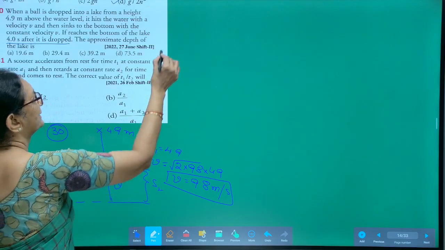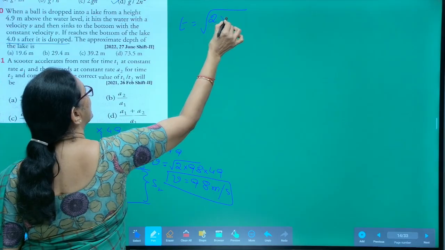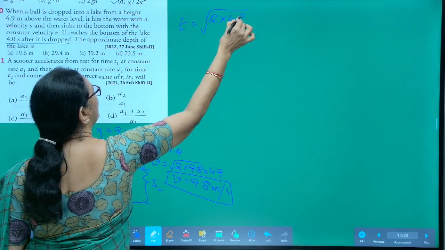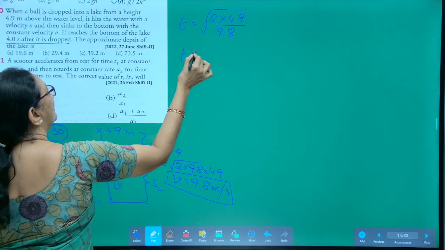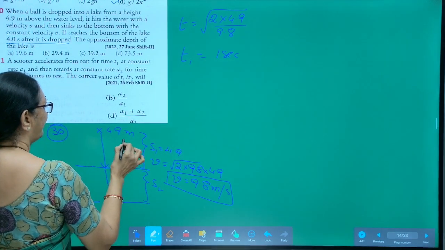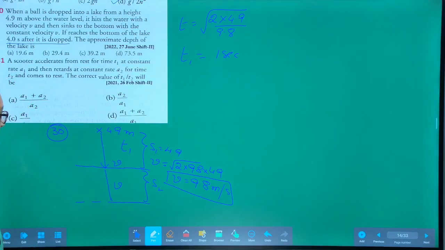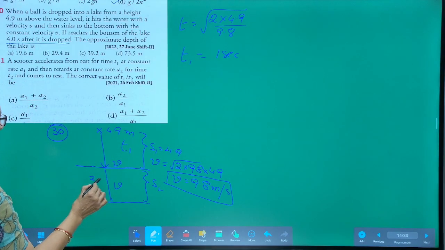And the time of free fall is square root of 2h by g, that is 2 into 4.9 by 9.8. So the time of free fall is 1 second, or the time for this journey is 1 second. So for the remaining journey, the time it has taken is 3 seconds.